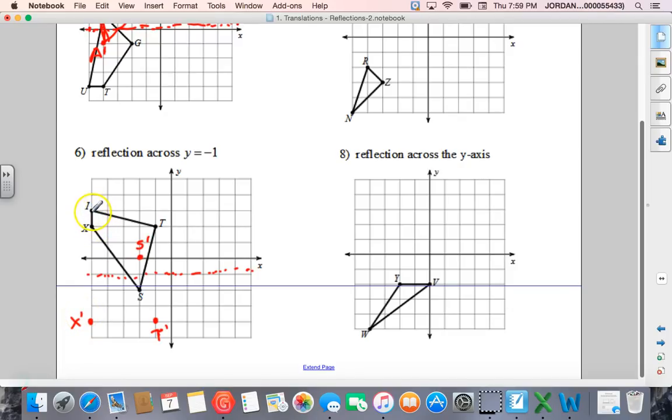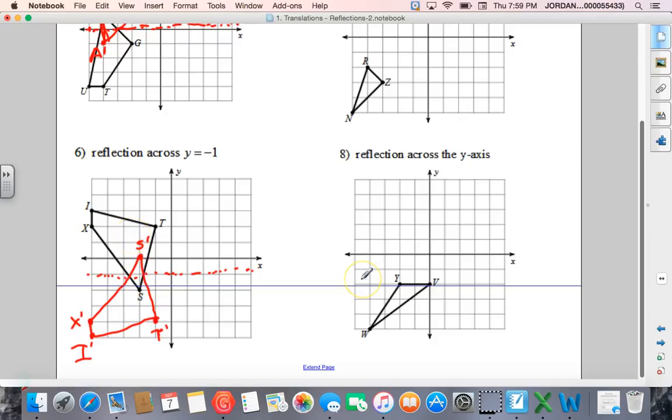That'd be cool. So I is 1, 2, 3, 4 above, so we're going to put I prime 1, 2, 3, 4 below. Alright, and then we connect our points. Connect I to X, I to T, S to T, and X to S. That was a lot better. Okay, so you can see this is our reflection across the line y equals -1 on this shape.